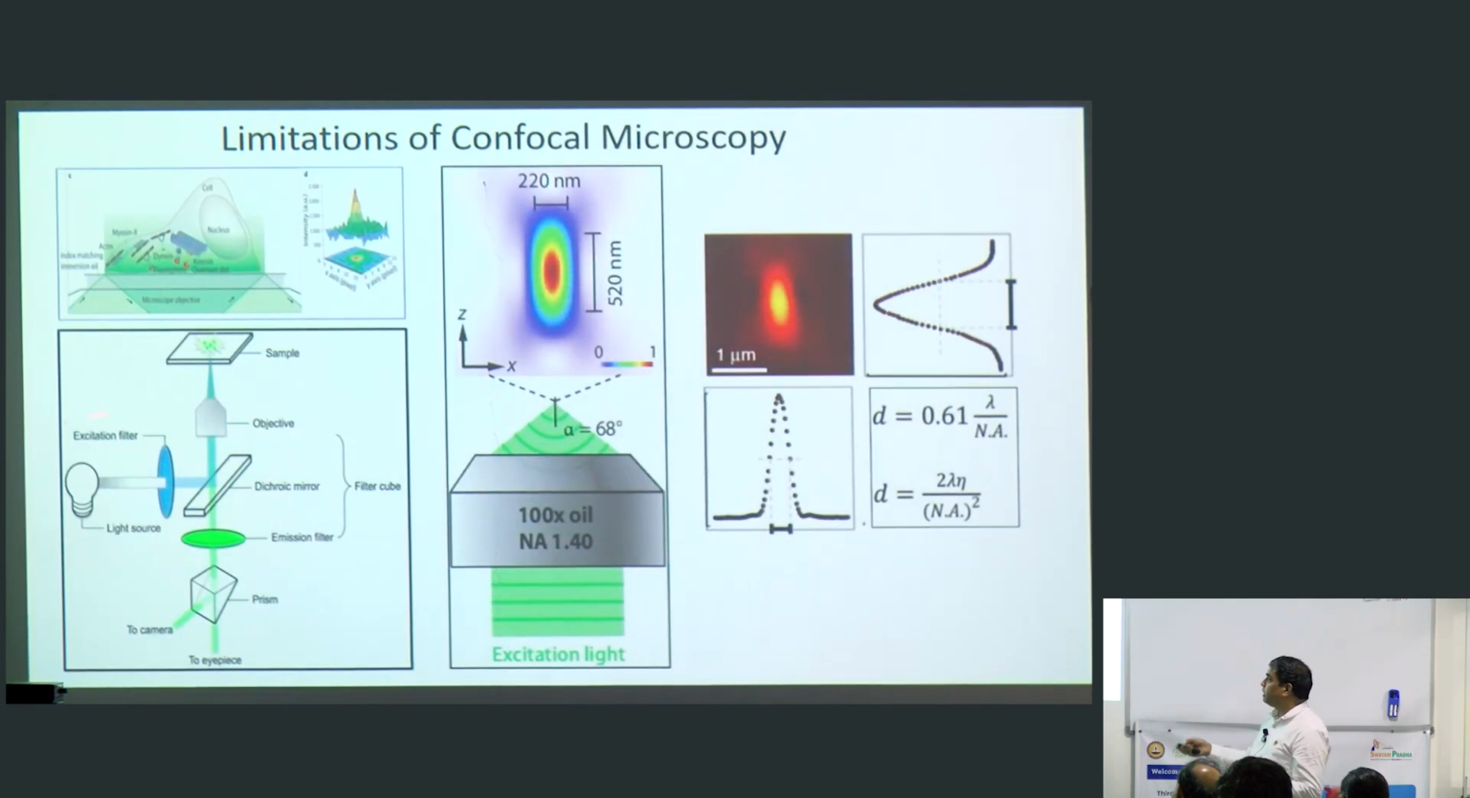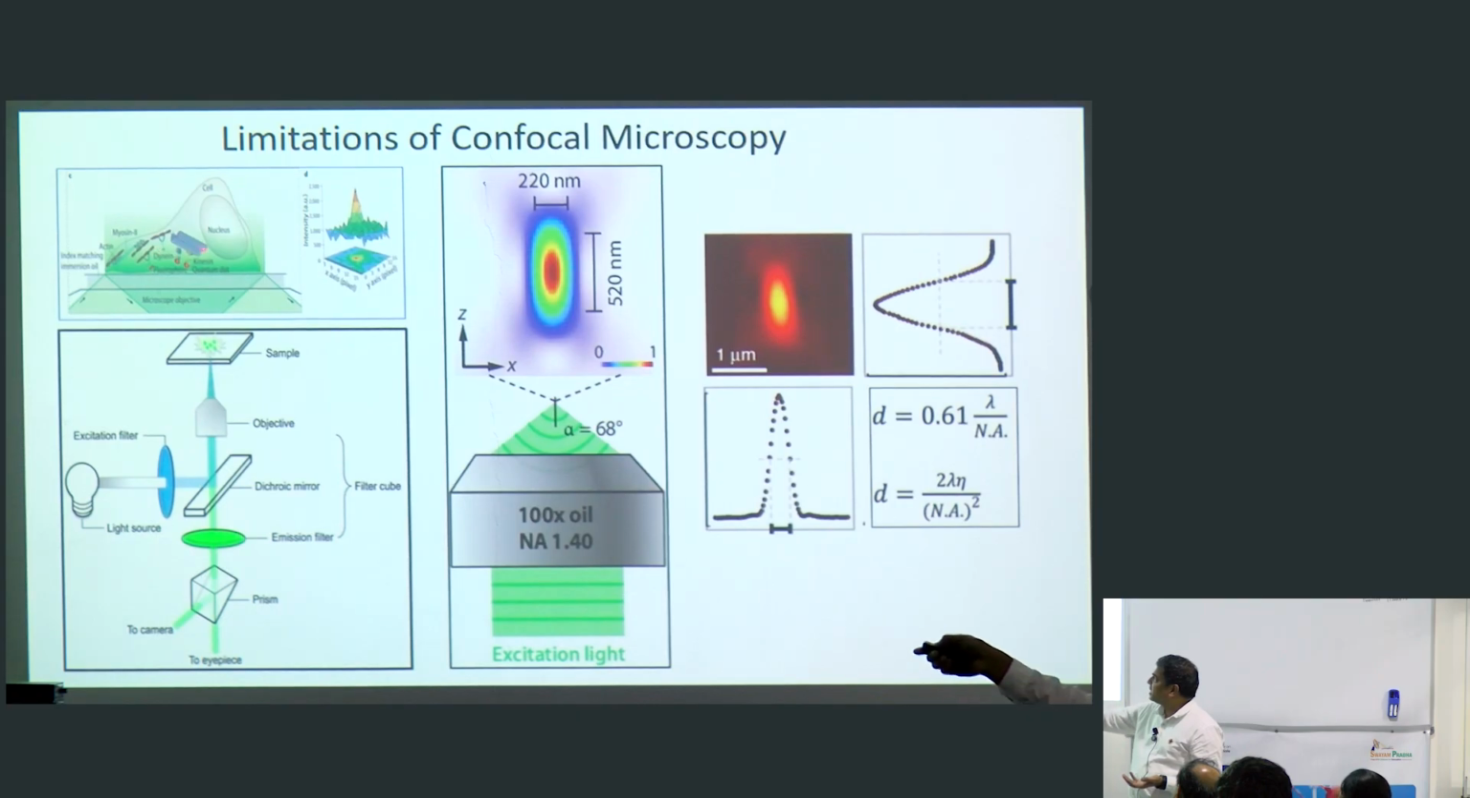As I told you, whenever you are using a confocal arrangement, you have all this setup that I have shown: the light source, the dichroic mirror, here is the objective, here is my sample, and the sample we can think of as a biological sample, let's say a cell with a nucleus with all of its organelles.